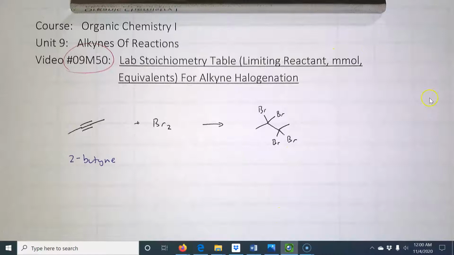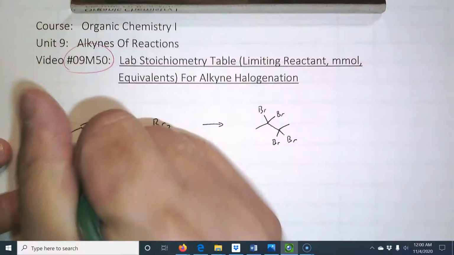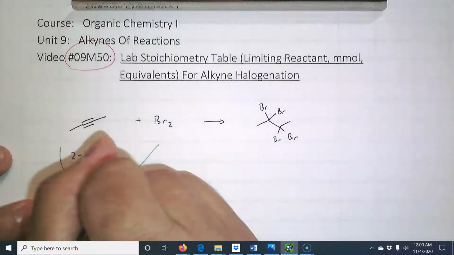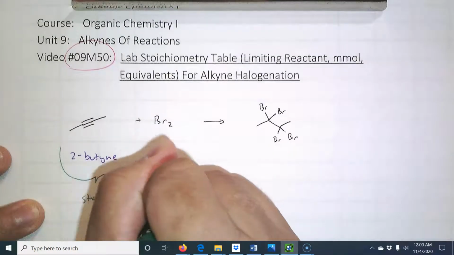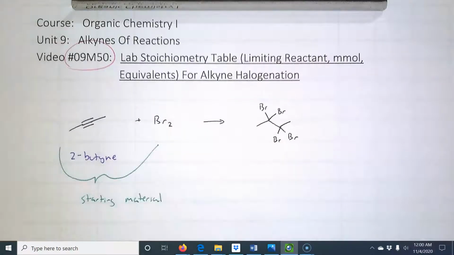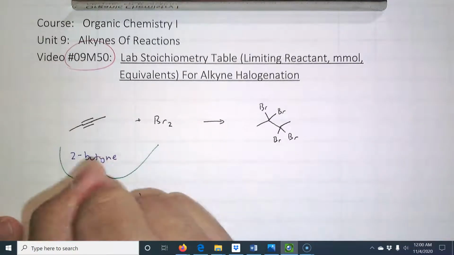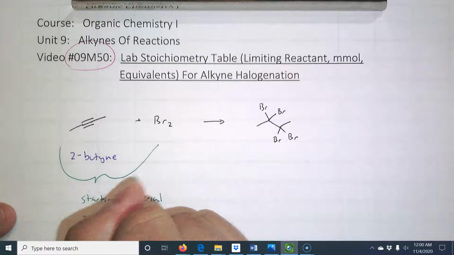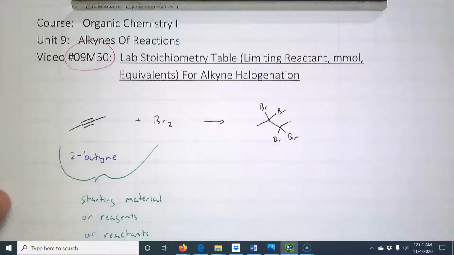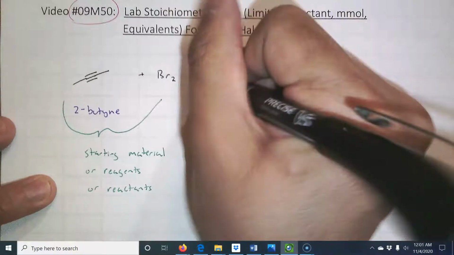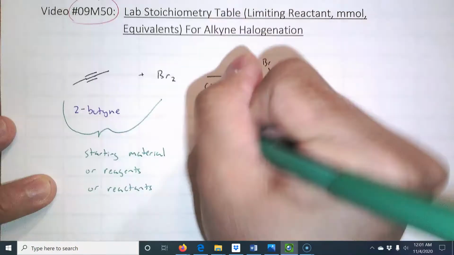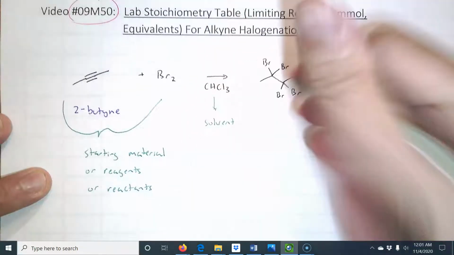so let me go back to this reaction. We're going to call these two molecules starting material, or sometimes they're called reagents or reactants. Usually there's going to be a solvent, and I like to put the solvent underneath the arrow, and this is chloroform, and we'll call this obviously the solvent. And this is the product.